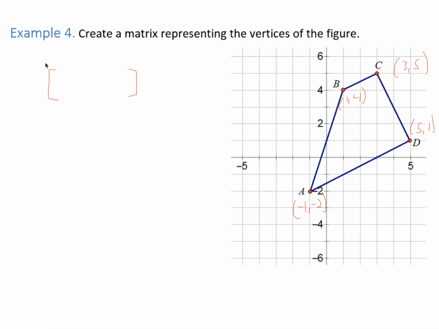So let's start with point A. That's -1, 2. Point B is 1, 4. Point C is 3, 5. And point D is 5, 1. So remember, the top was x values, and the bottom were the y values. And this was point A, point B, point C, and point D. So it says create a matrix. It didn't say you have to name it. You could have named it, said like M equals or something like that. So there you go. You can take points and put them into a matrix.